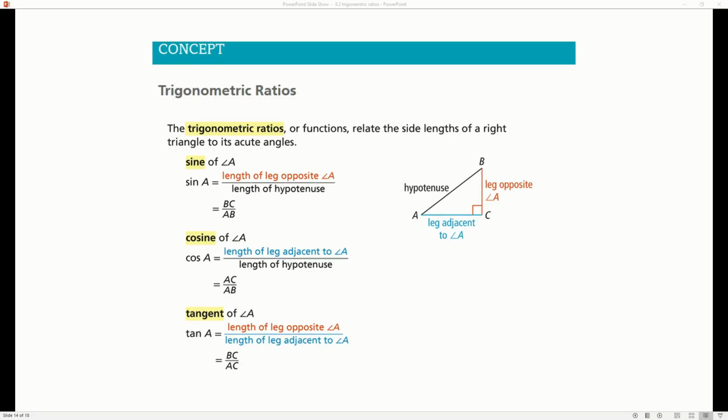Alright, so now we have our trigonometric ratios. We have sine, cosine, and tangent. On this screen, I'm going to use my mouse pointer to kind of show you how we set all this up. On the next screen, we're going to actually use the pen to show you for a single angle, the sine of that angle, the cosine of that angle, and the tangent of that angle. So, the trigonometric ratios, or functions, relate the side lengths of a right triangle to its acute angles.